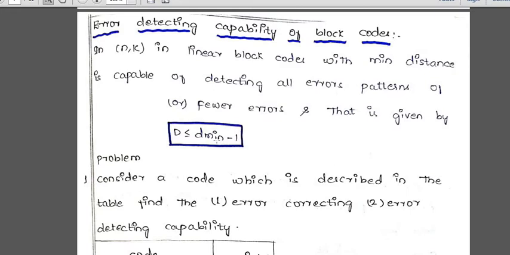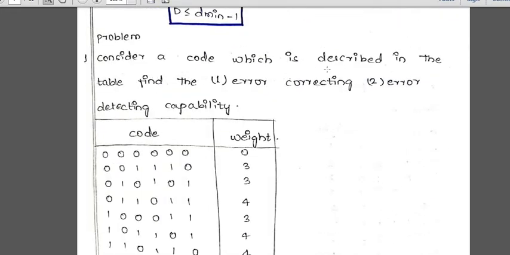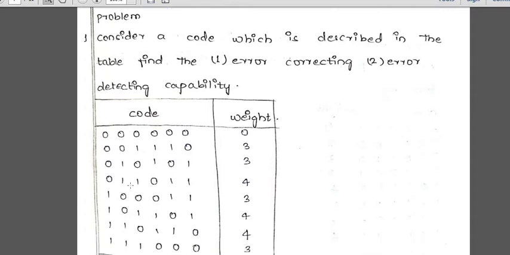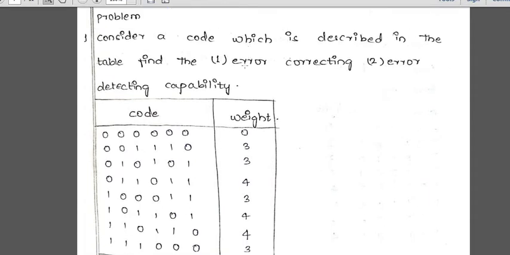Clear? Now see the problem I am going to discuss here. Consider a code word described in the table. This is the table that will be given by the examiner in the exam. Here you have to find the error correcting capability, small t, as well as the error detecting capability, capital D. This is the code word that has been given, and these are the weights. Now tell me, what is the minimum weight, d minimum?